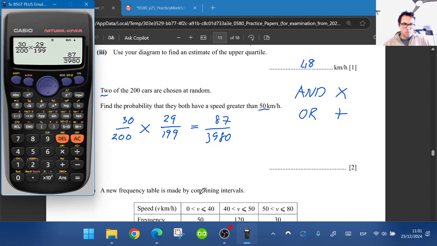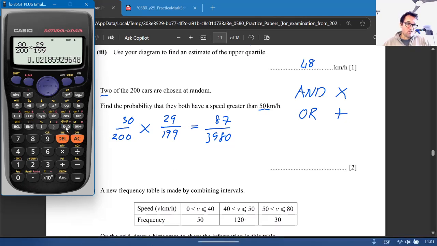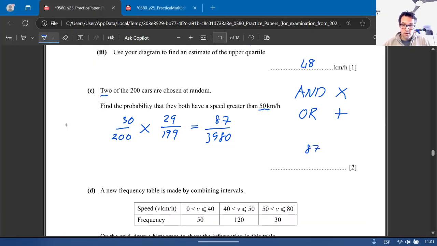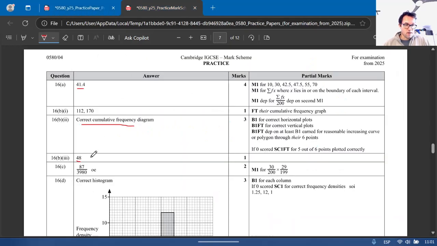Okay, if you want to write it as a decimal, you can, but this is better: 87 over 3980. Let's look at the mark scheme. Yep, or equivalent, which means you can write it as a decimal or a percentage.